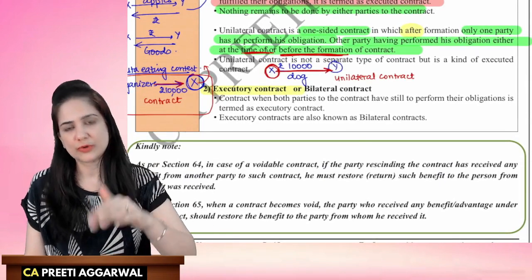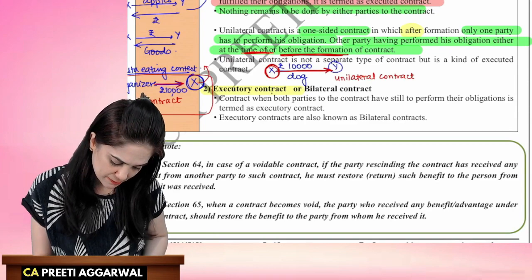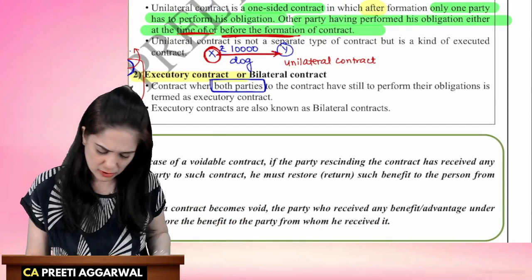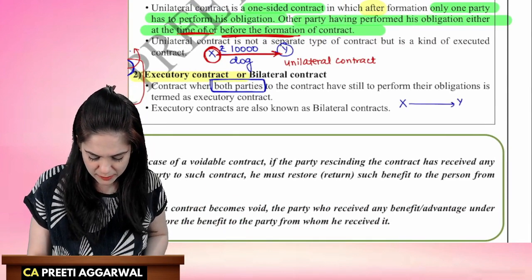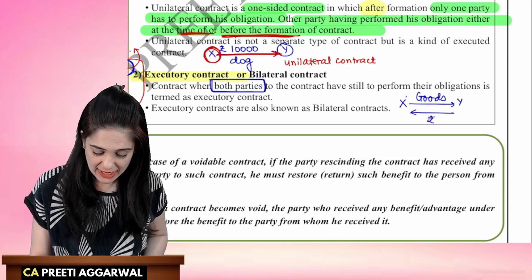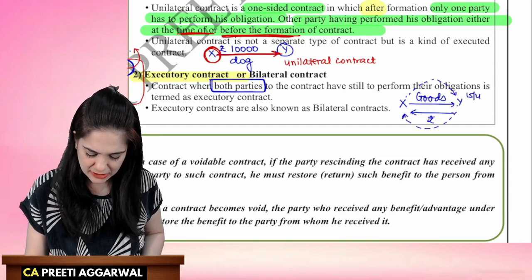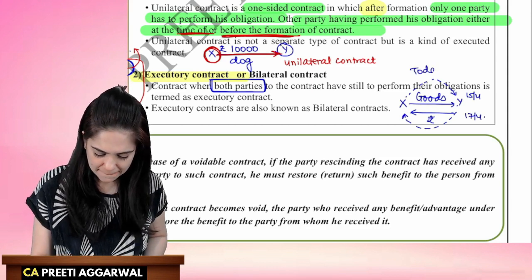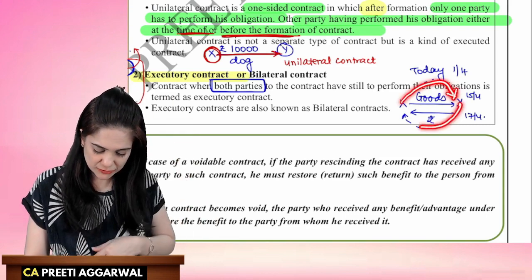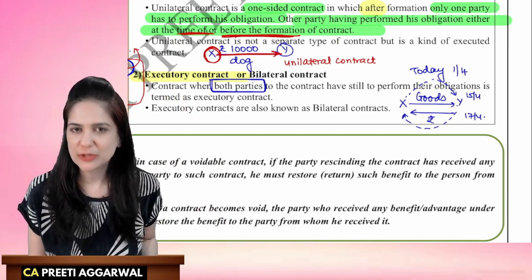What is executory, also known as bilateral contract? In this, both the parties have to still perform their obligation. So when both the parties have to still perform their obligation, it is known as executory contract, also known as bilateral contract. X promised to supply goods to Y and Y promised to pay money. X will supply the goods, let's say, on 15th of April, and Y will pay the money on 17th of April. And today is 1st of April. So X will supply the goods, Y will pay the money. Both the parties will perform their obligation in the future.